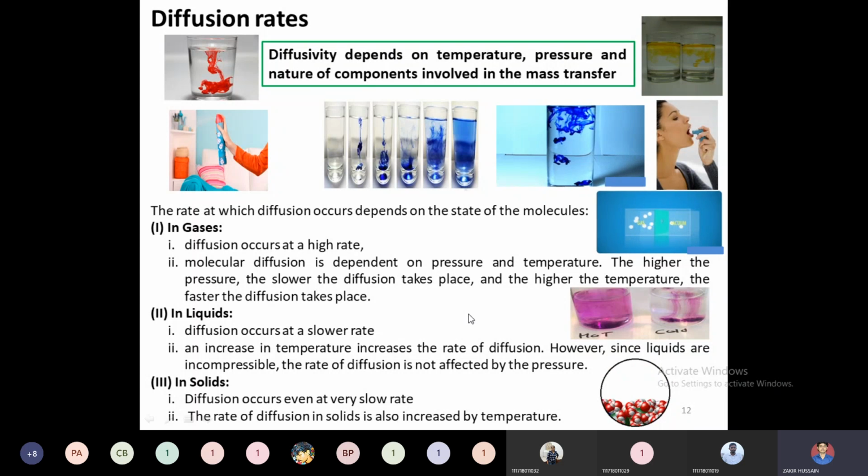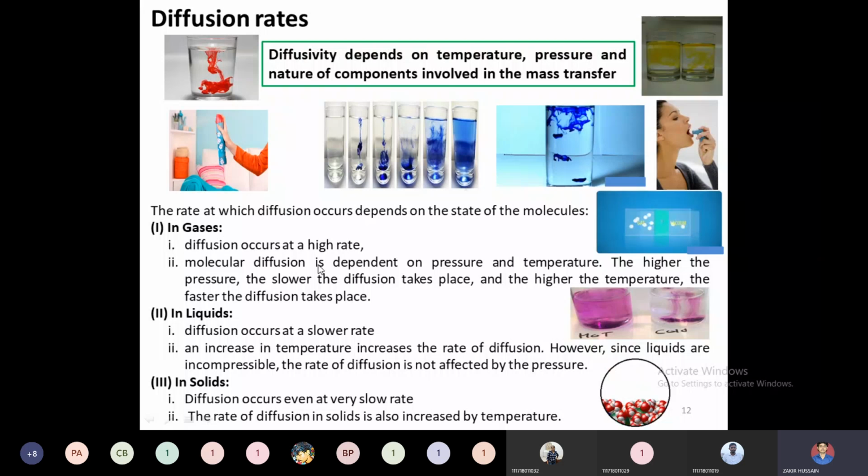Because the orientation between individual solid particles is very high compared to liquids or gases, the diffusion rates will be very slow compared to liquids or gases. So in solids, the diffusion rate is very low. In liquids, the diffusion rate is moderate. Whereas in gases, the diffusion rate is very high.